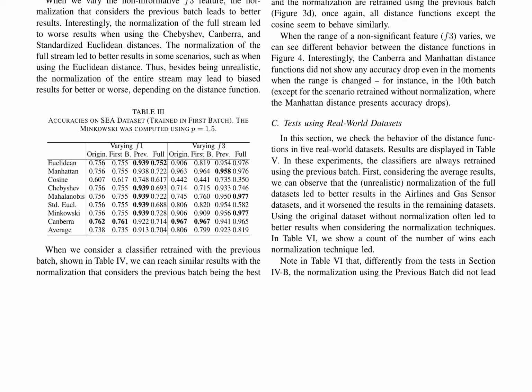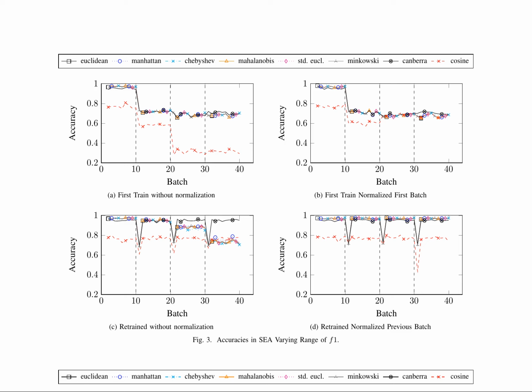The study also underscores the importance of considering the previous batch for normalization, as it often leads to better performance. Additionally, the paper includes experiments using real-world datasets, such as airlines and gas sensor, to further validate the findings. Ultimately, the research emphasizes the need for careful consideration of normalization policies and distance functions in data stream applications to achieve optimal performance.